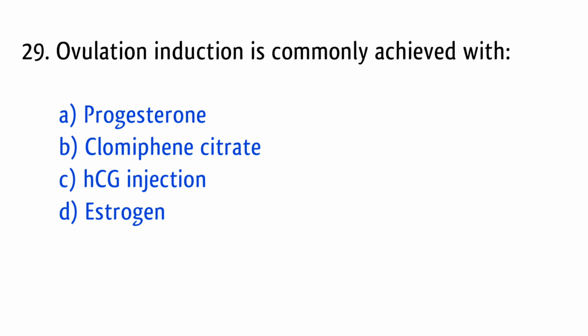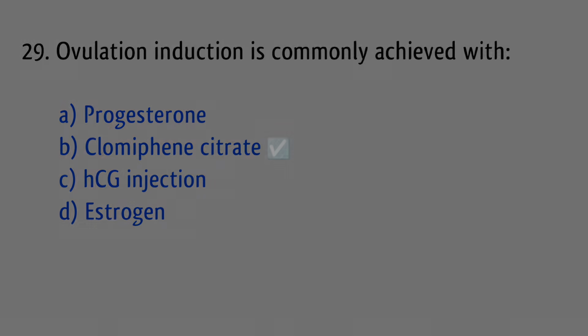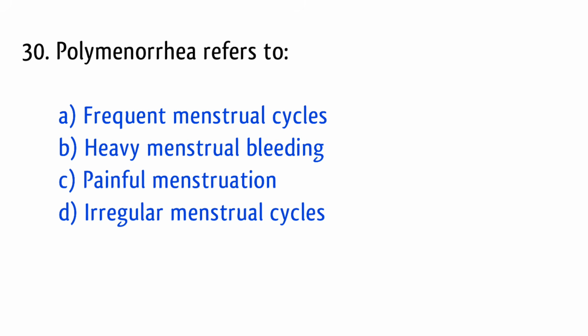Question number 29. Ovulation induction is commonly achieved with. The right answer is option B, clomiphene citrate. Question number 30. Polymenorrhea refers to. The right answer is option A, frequent menstrual cycles.